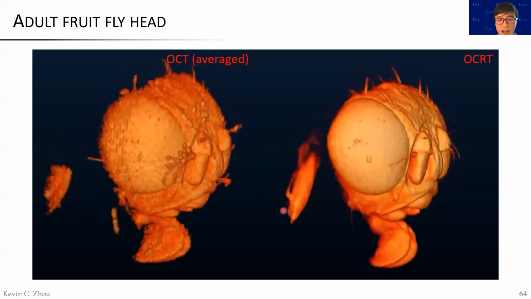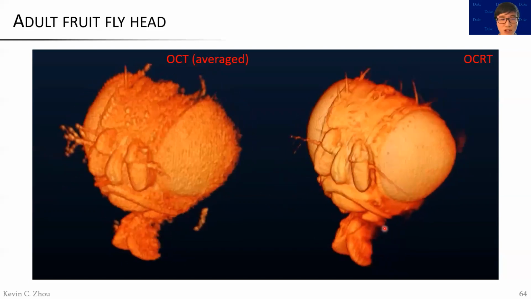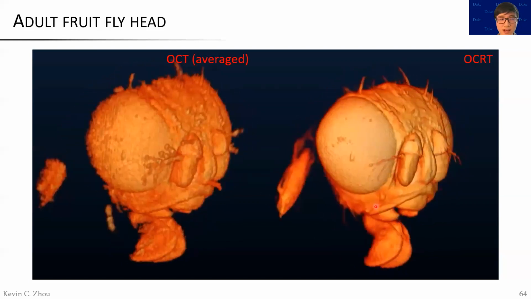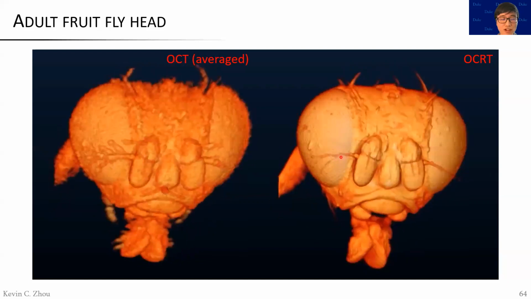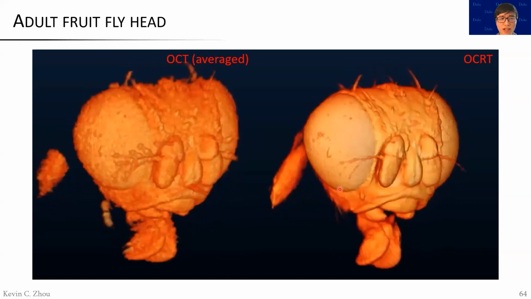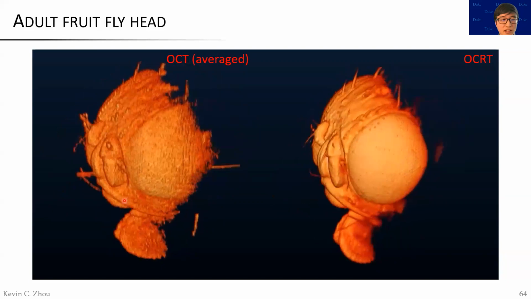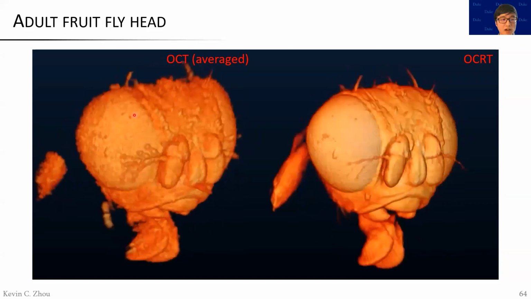And because of the lateral resolution and speckle reduction by OCRT, we can better resolve the individual lenslets of this fly's compound eye, as well as some structures on top of the head. Furthermore, the antenna and the hairs are more finely resolved by OCRT than by OCT.